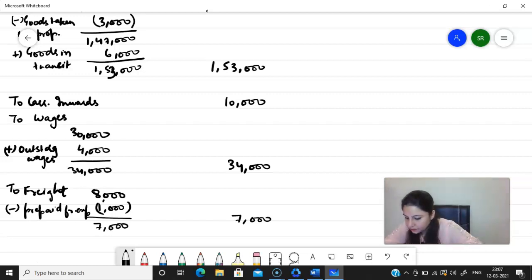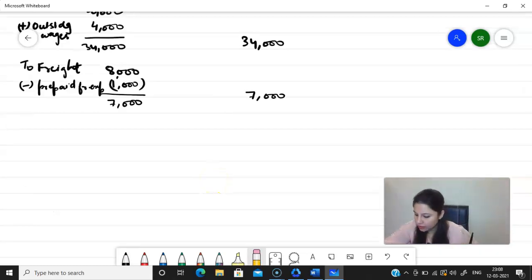And also, return outward we have accounted for, and then we have the royalty on production and then gas and fuel expenses. Since it has been already mentioned that royalty is on production, royalty on production would be a direct expense. Again, gas and fuel would have been spent while producing such goods, so these being direct expenses, we will be recording them as a direct expense in the trading account.